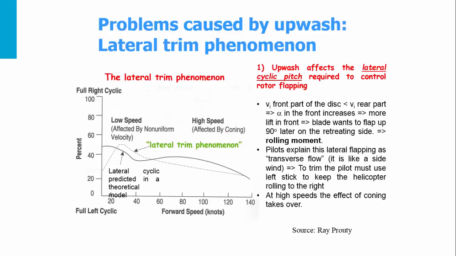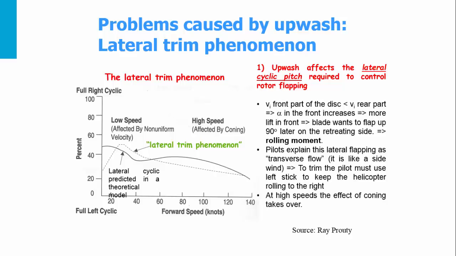The problems caused by the upwash are as follows. An upwash affects the lateral cyclic pitch which is required to control the rotor flapping. Here you see, for example, the so-called lateral trim phenomenon. You see the forward speed and the lateral cyclic in percentages from full left cyclic to full right cyclic. Here you see the lateral cyclic when we are using a model of 6 degrees of freedom.